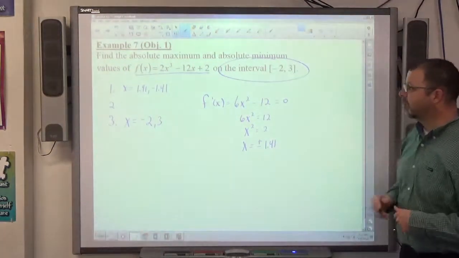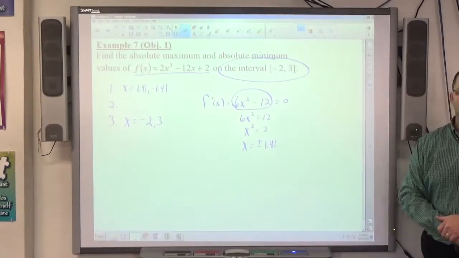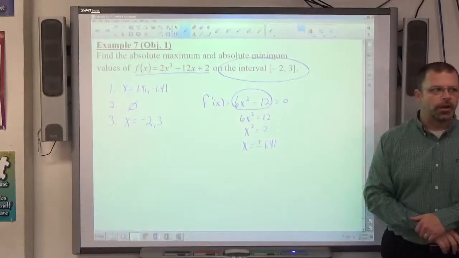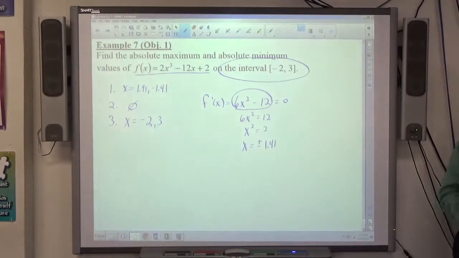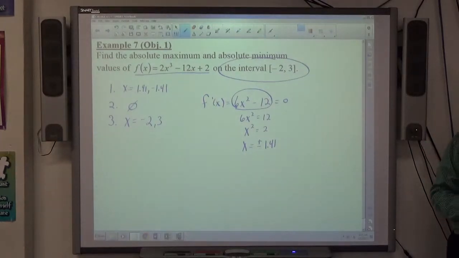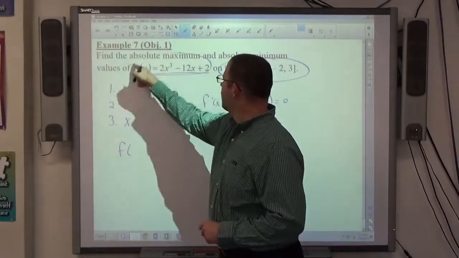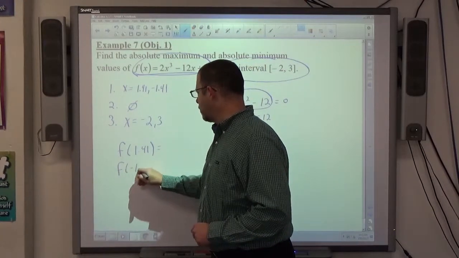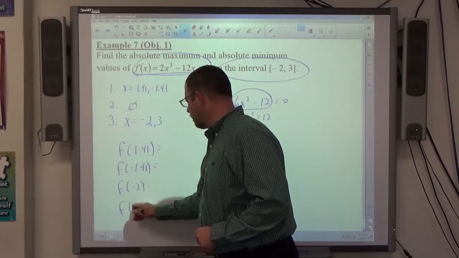And finally, if the derivative itself is undefined, we can see the derivative is a polynomial. Polynomials are never undefined, so there is no critical number based on that. So that's priority 1. If you're asked to find the absolute maximum and minimum value on an interval, find all the critical numbers. At this point, of all the numbers in all the world, those 4 matter now. Everything else doesn't matter. What I want to do is evaluate the function f at each of these 4 numbers. f(1.41) equals something, f(−1.41) equals something, f(−2) equals something, and f(3) equals something.